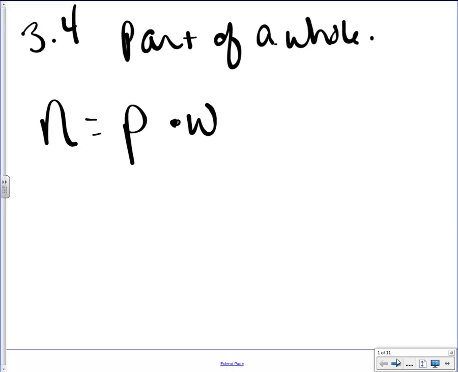This is section 3.4. We are talking more about the part of a whole. And so what you see on the screen here, N is equal to P times W. N is a part of a whole. It's, let's say, like a tip, a portion of what you would be paying. The P is always for percent, and the dot is multiply, and then the W is for your whole. So if your bill was $60, that would be your whole.